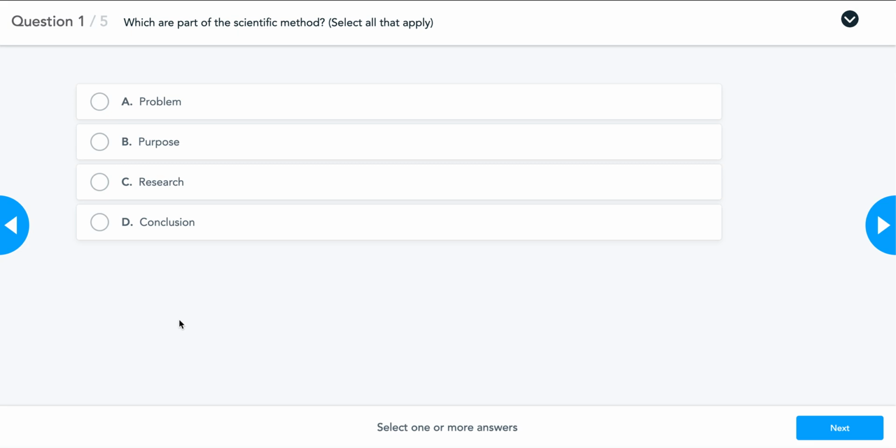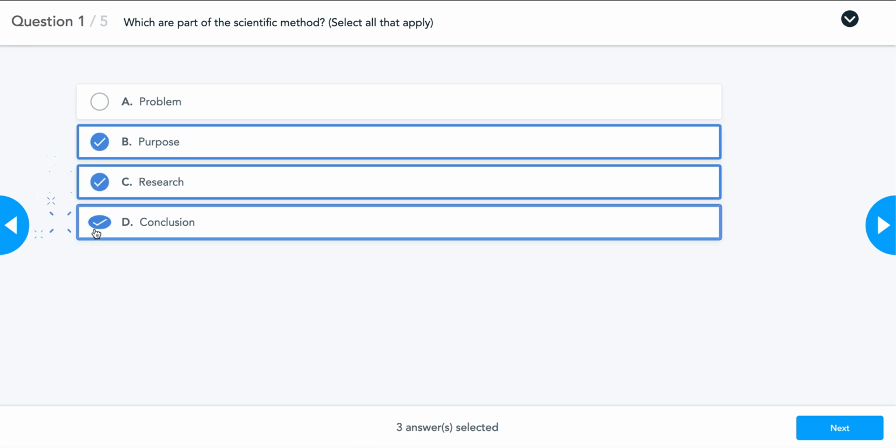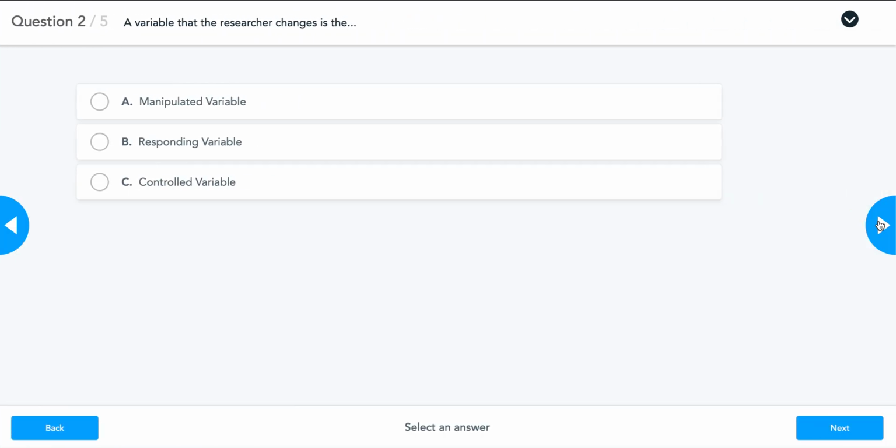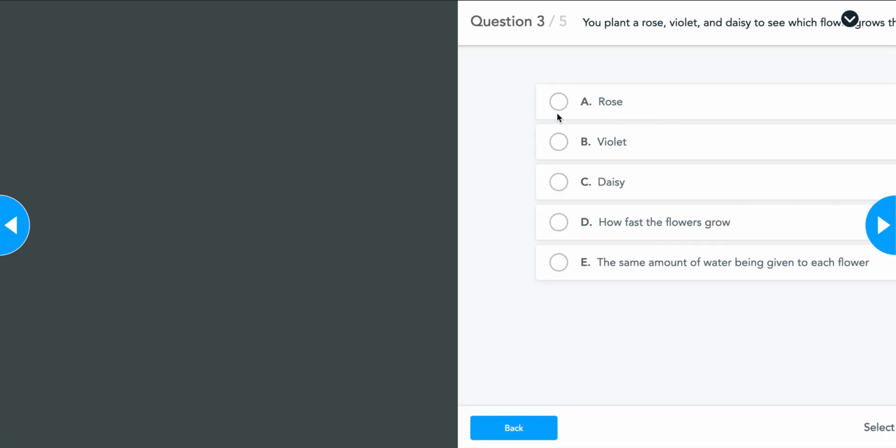All right, which are a part of the scientific method? Select all that apply. That would be purpose, research, and conclusion. A problem is actually something that we use the engineering design cycle to solve, as opposed to a purpose, which is a question. We'll talk about that later. A variable that the researcher changes is the manipulated variable.